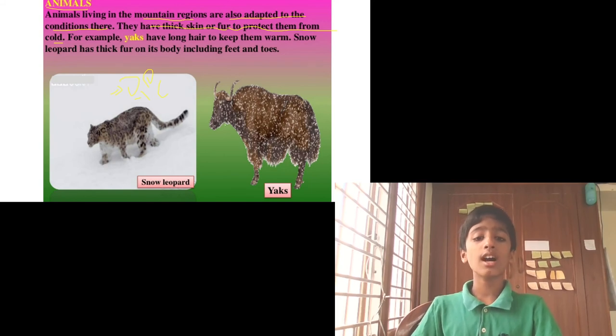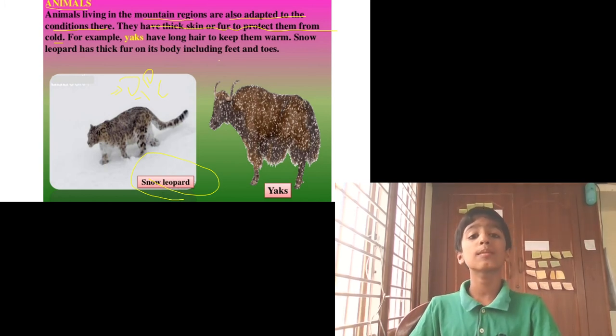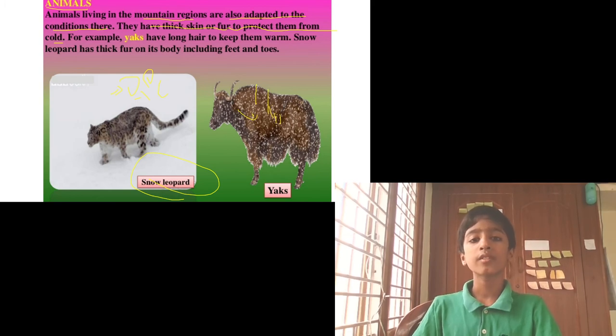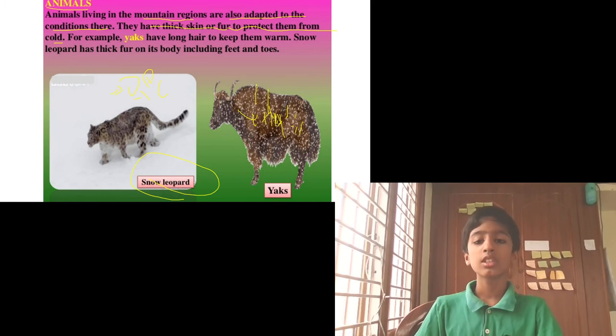At that time the yaks and snow leopards will have thick fur to protect them from the cold. For example, yaks have long hair to keep them warm. And the snow leopard has thick fur on its body, including feet and toes.